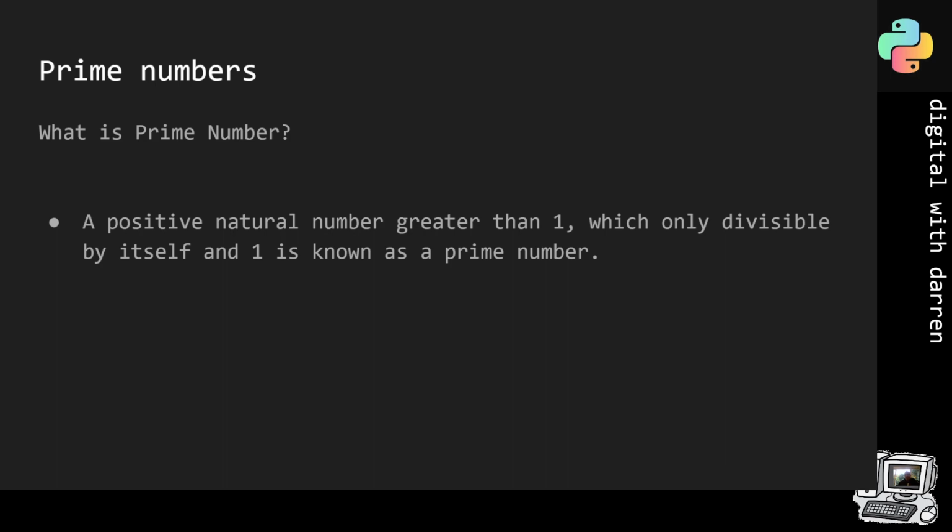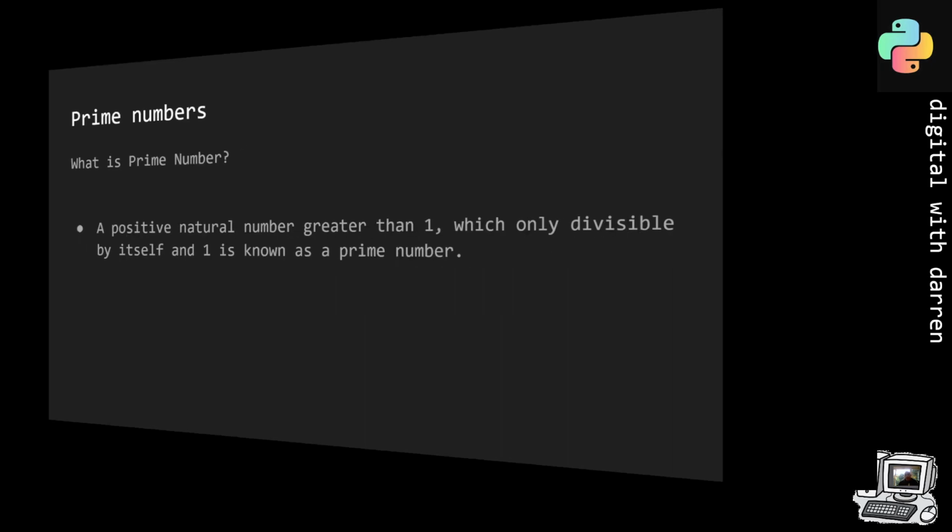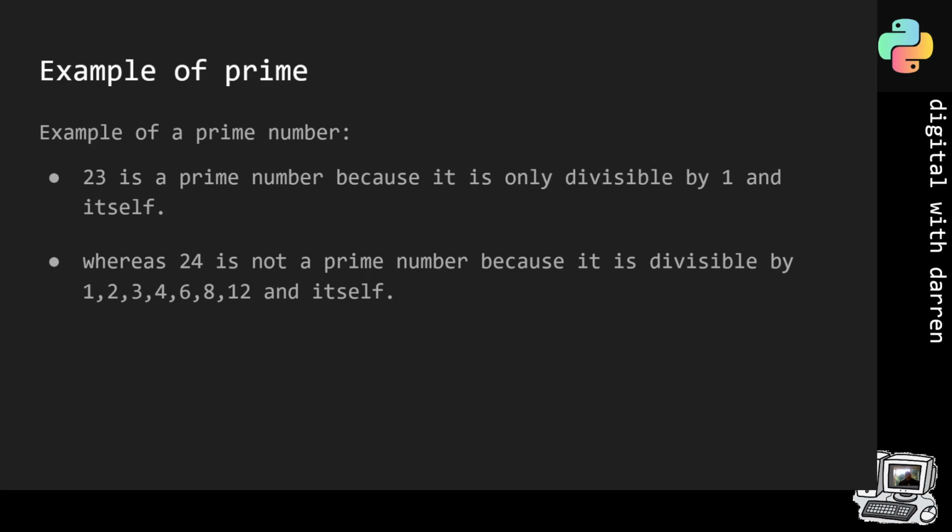A positive natural number greater than 1, which is only divisible by itself and 1, is known as a prime number. So an example of a prime number is 23. It's a prime number because it's only divisible by 1 and itself, whereas 24 is not prime because it's divisible by 1, 2, 3, 4, 6, 8, 12 and itself.